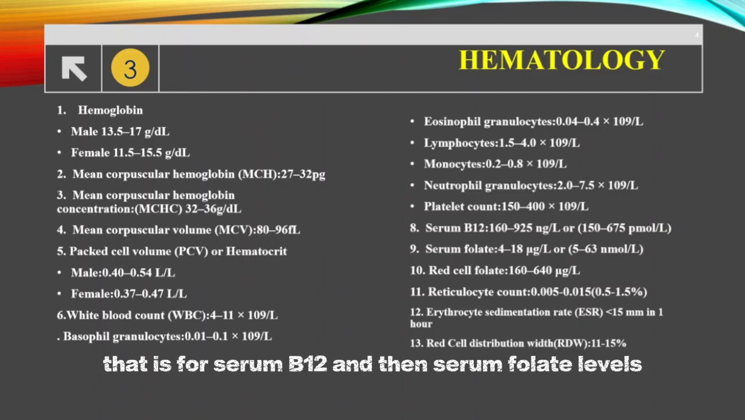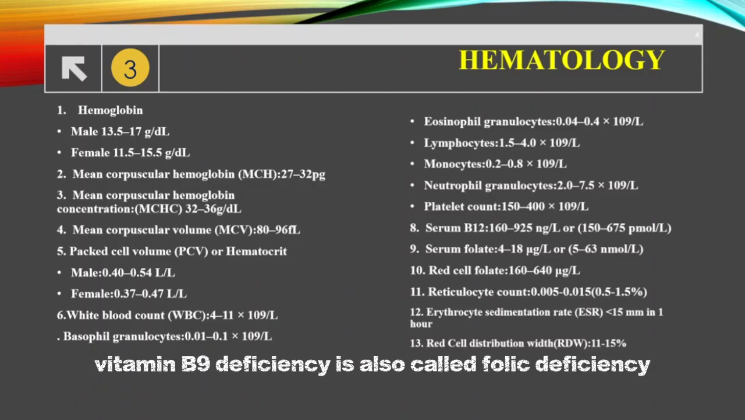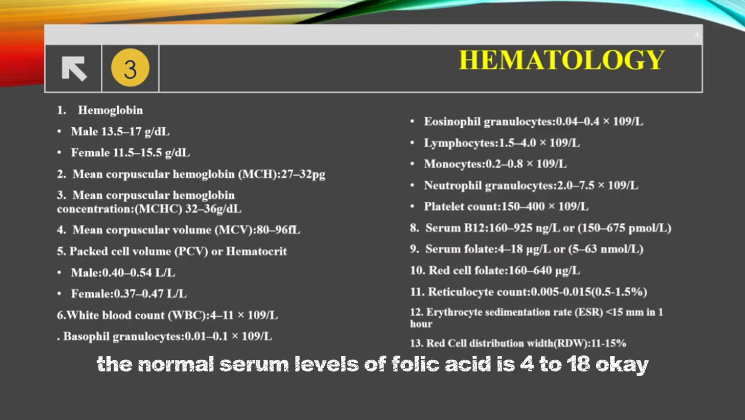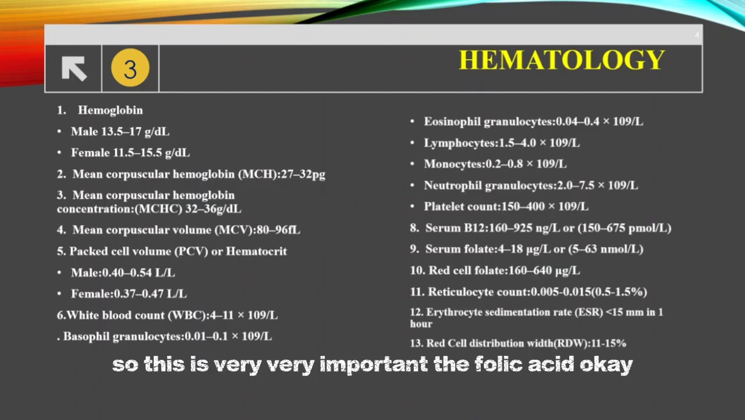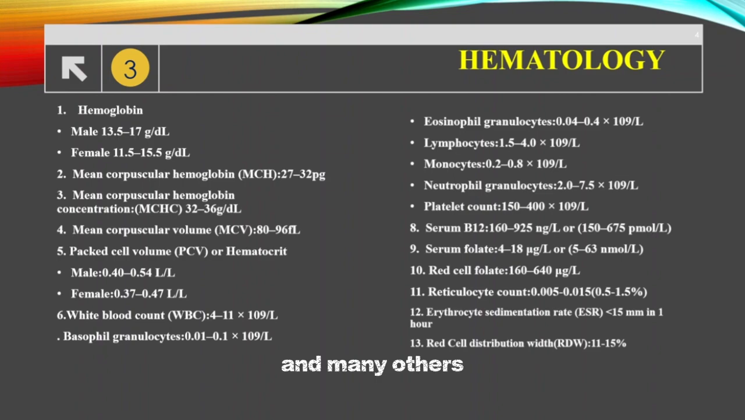And then serum folate levels. Folate, remember, is vitamin B9. So vitamin B9 deficiency is also called folate deficiency or folic acid deficiency. The normal serum level of folic acid is 4 to 18. Okay, so this is very, very important. Folic acid deficiency can be caused by a lot of things, like alcohol, and many others.